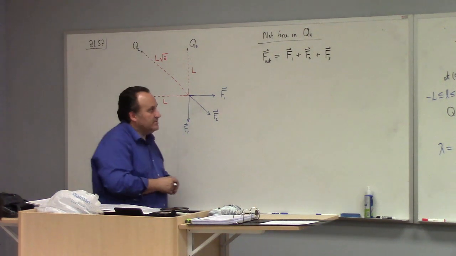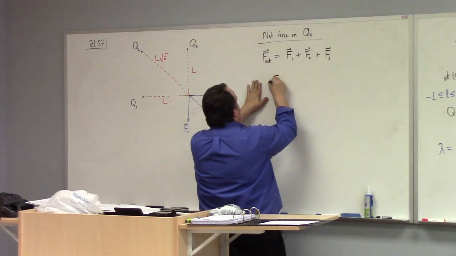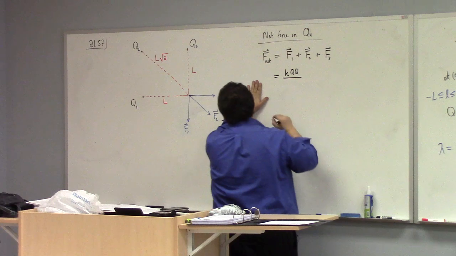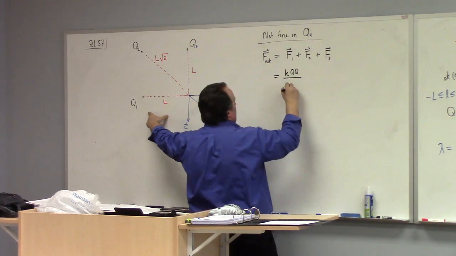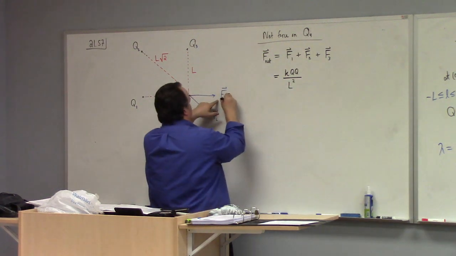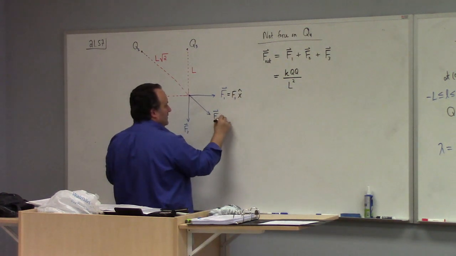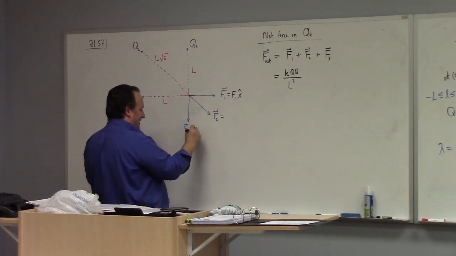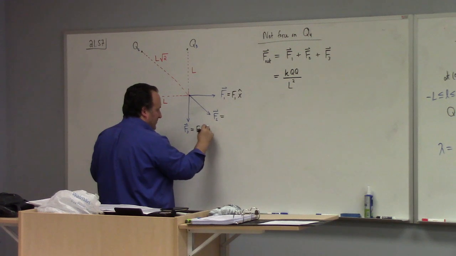But why? Let's just write it down. We've got K, Q, Q divided by what? What's the distance from 1 to 4? L squared. What's the direction? Well, F1, I can write out the formula here for you, F1 x hat. F2 is more complicated. F3 is minus y hat.